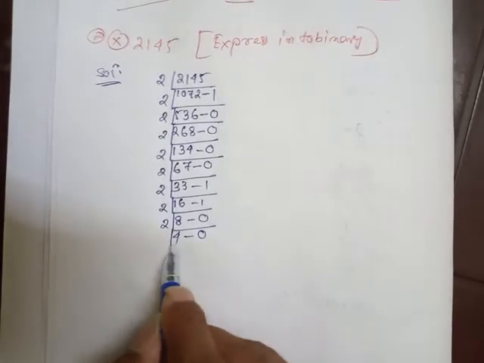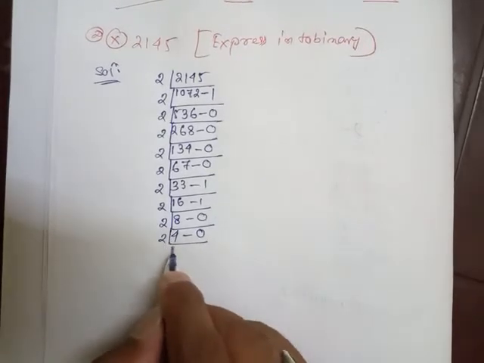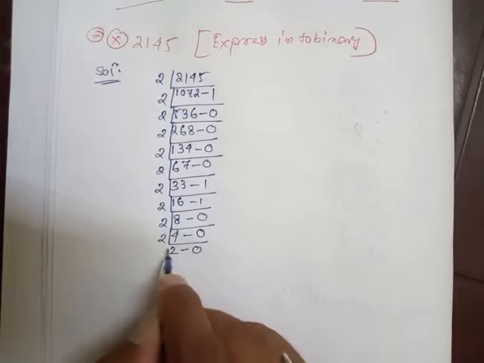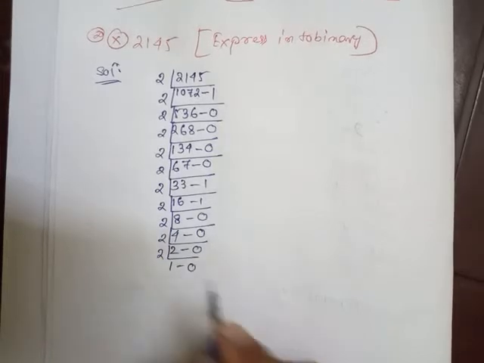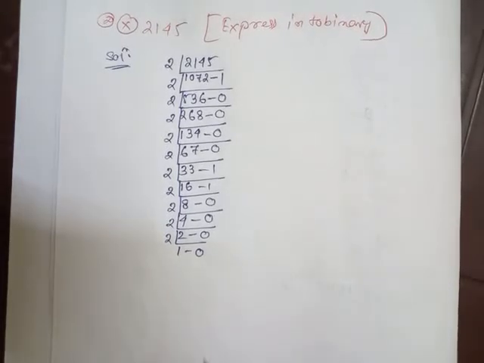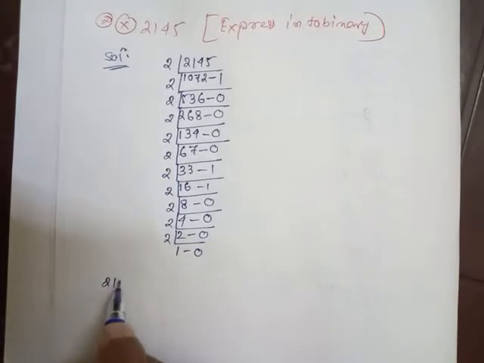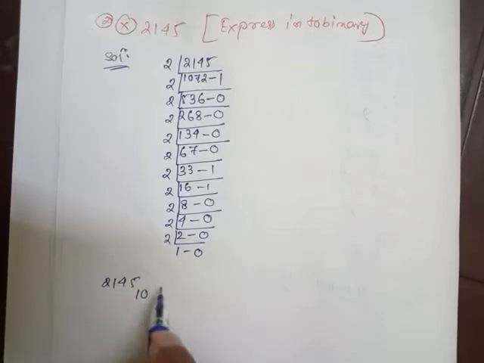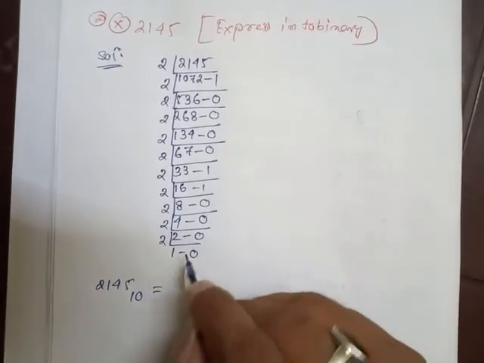Now next one is again go for the division with 2. 2 2s are 4, remainder is 0. Now 2 1s are 2, remainder is 0. Now look here student, after completing the division step, we'll write here that 1 2 1 4 5 base 10 equal to, we'll count from the bottom to the top.